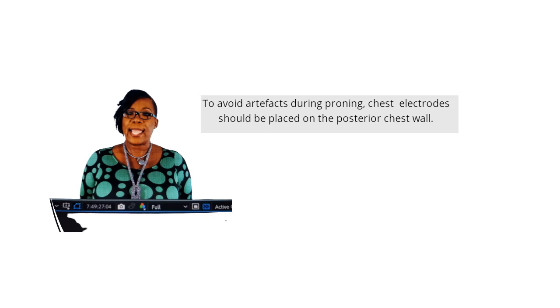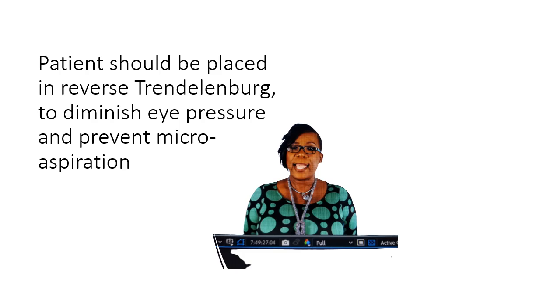By now, you would have already looked up Google proning, so you know about the nursing action related to proning. To avoid artifacts during proning, chest electrodes should be placed on the posterior chest wall, not the anterior. It is recommended that reverse Trendelenburg should be used to diminish eye pressure and prevent microaspirations.